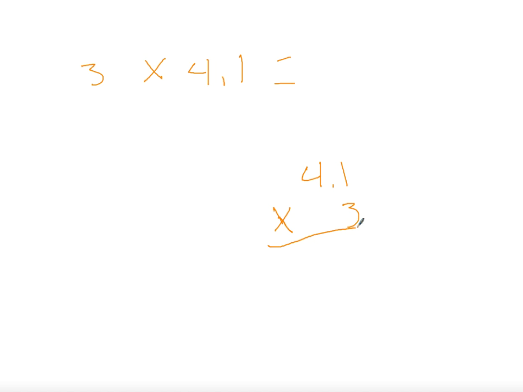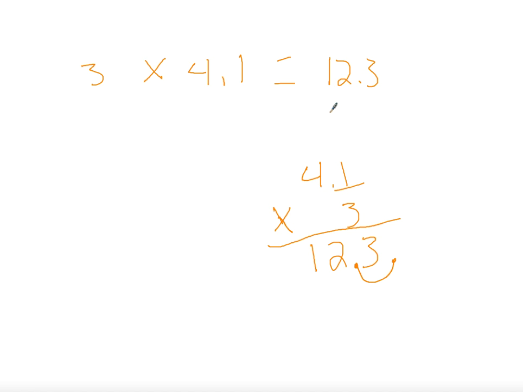I like to put the single digit number on bottom because that way I don't have to do multiple rows. 3 times 1 is 3. 3 times 4 is 12. There was no carrying. This one was very simple. Normally my decimal point is right here, but I have one decimal to deal with here. So that means I need to take this decimal and move it right there. So that would make it 12.3.